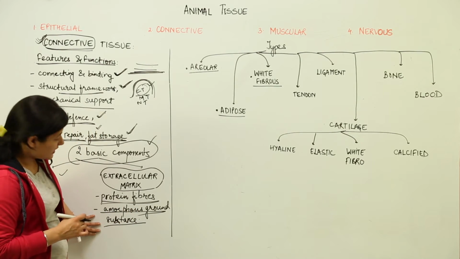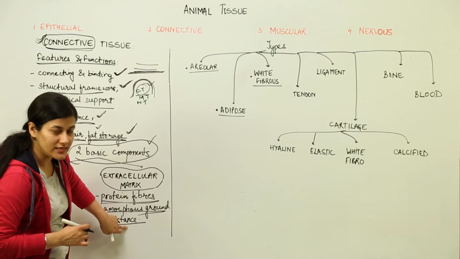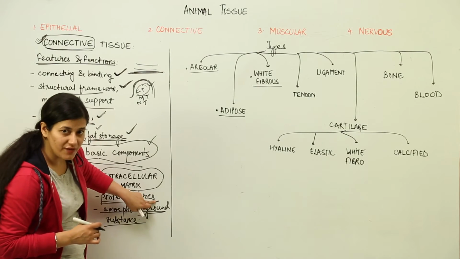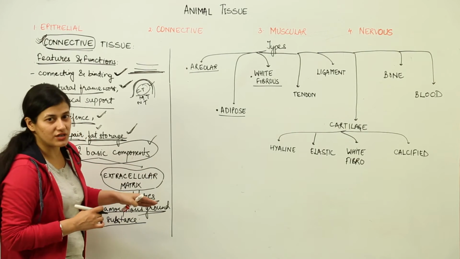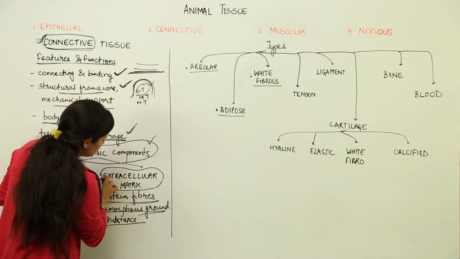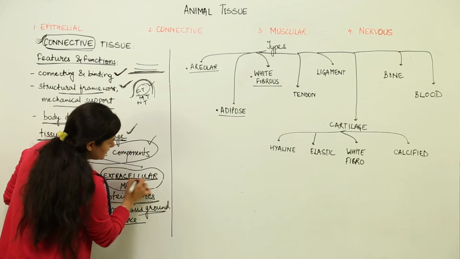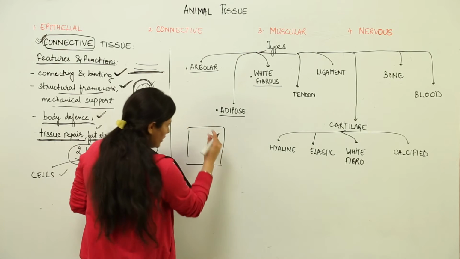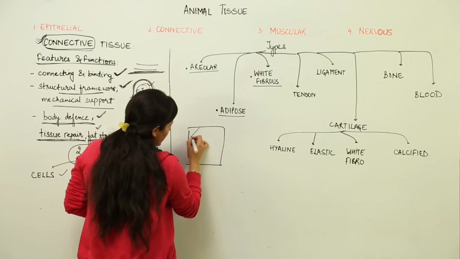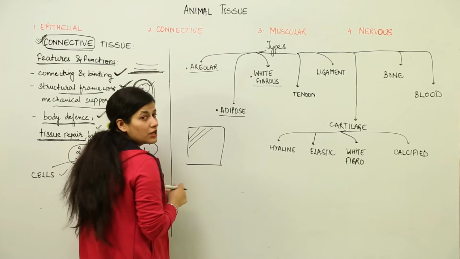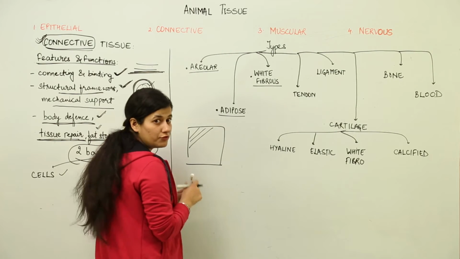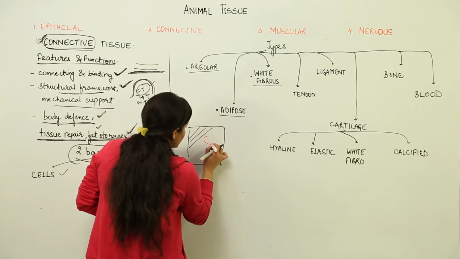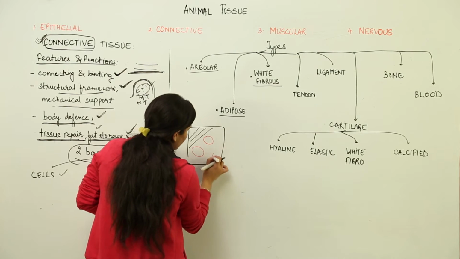These are the compounds that would form the amorphous ground substance, and these are the protein fibers which would be present in the extracellular matrix. As the name suggests, it would not be part of cells. So suppose this is your tissue, connective tissue I am talking about, there would be extracellular matrix. It could be thick, it could be thin, it could be fluid, it could be very dense, and the cells would be suspended in it like this.